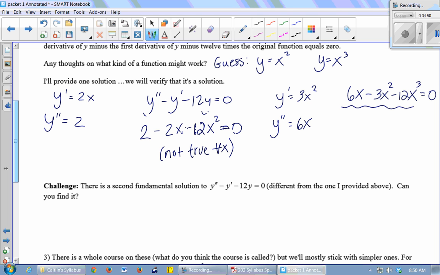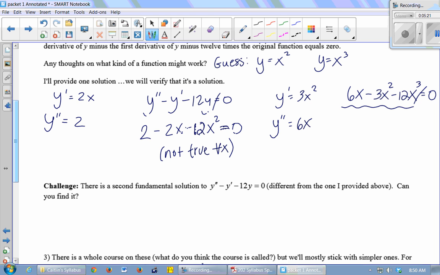The reason these three can't cancel each other out is because x and x squared and x cubed are all different powers. They're not like terms. I can't add them together, right? So any polynomial is not going to work because it's going to give me three terms that can't be added together. Okay, so the polynomials aren't going to work. So that doesn't work. That doesn't work. What other kind of function could we try?